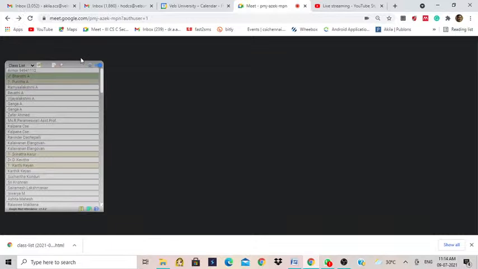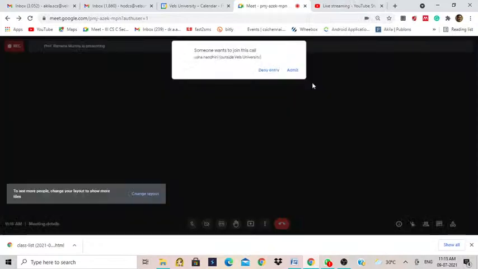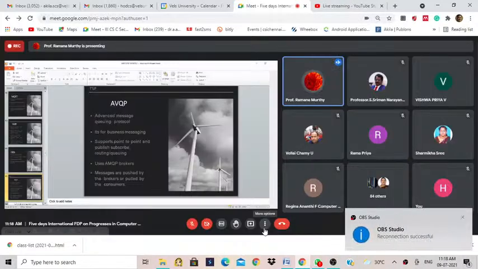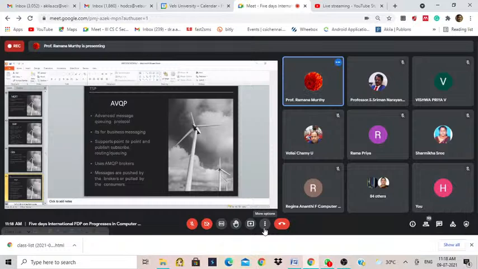And this deals with what we call publish and subscribe. Messages are pushed by brokers and pulled by consumers. That's what you have. So next, let us see this now.